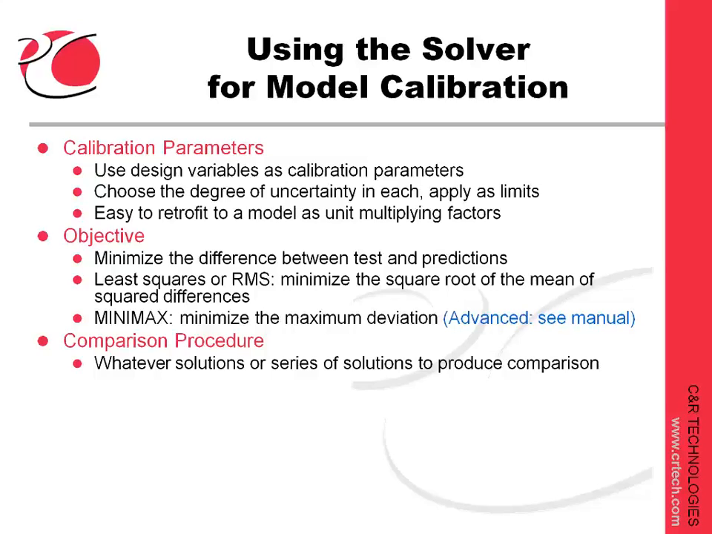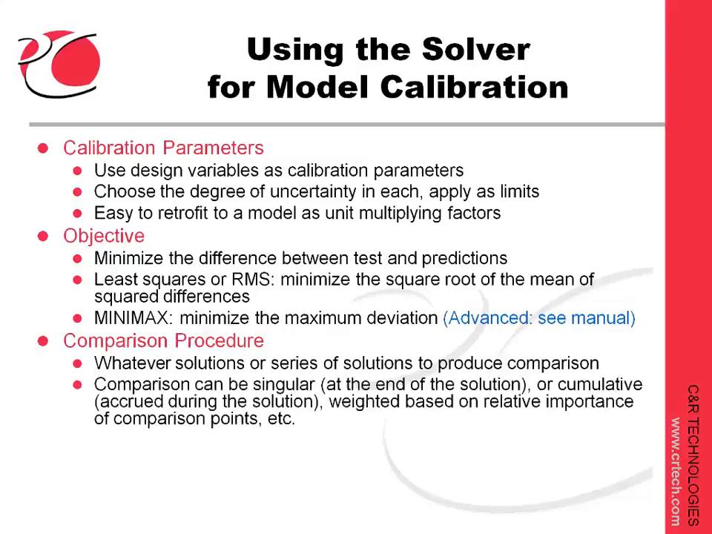Finally, you need to produce a list of points to be compared with, whether by least squares or minimax or your own custom objective. For example, you may just compare 10 measurements at the end of a steady state or transient run for a total of 10 comparison points, or you might compare each of those 10 measurements every minute during an hour-long transient for a total of 600 comparison points.